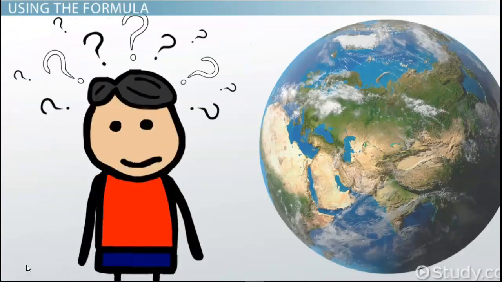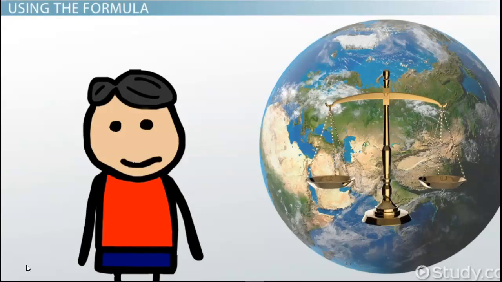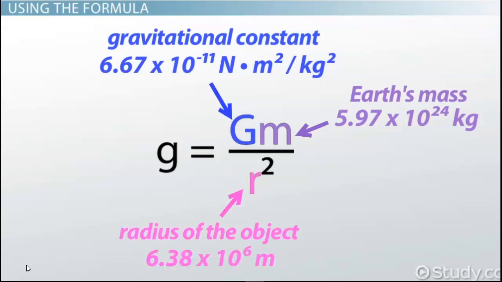Now, you might be wondering how in the world you're going to find out what the mass of planet Earth is. But not to worry. This has already been done. Actually, this has been done for the radius of the planet Earth too. Here are the numbers. Earth's mass is 5.97 times 10 to the 24th power kilograms, while its radius is 6.38 times 10 to the 6th power meters. You'll use these numbers in your equation for G-force and plug them in for the m and for the r.